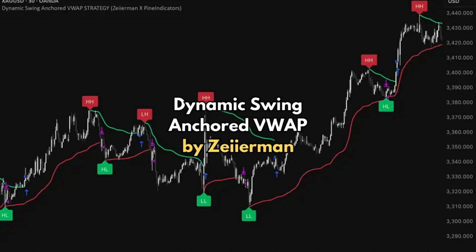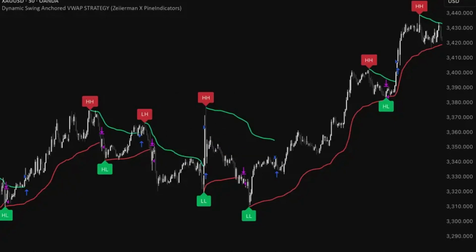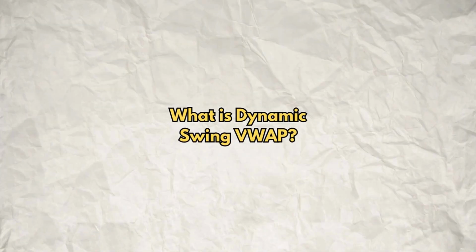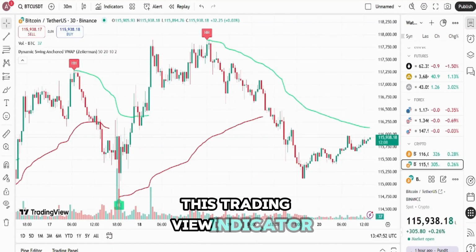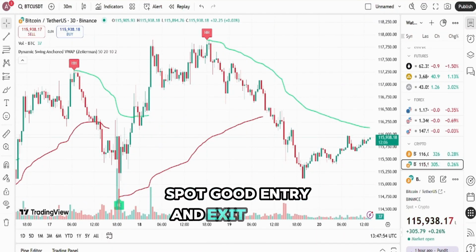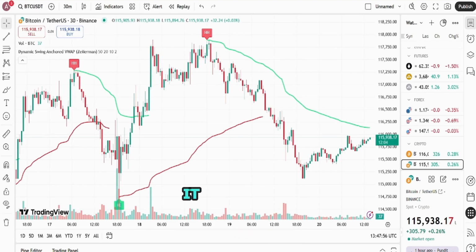Dynamic Swing Anchored VWAP by Zeiierman. What is Dynamic Swing VWAP? This TradingView indicator helps traders spot good entry and exit points in the market. It uses both price and volume data to show where prices might go next.